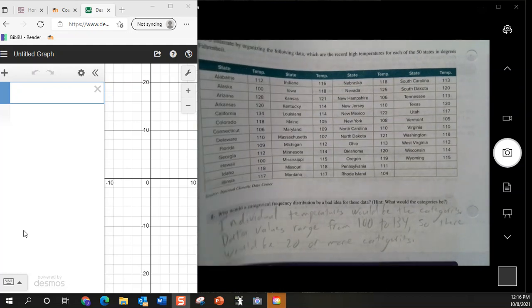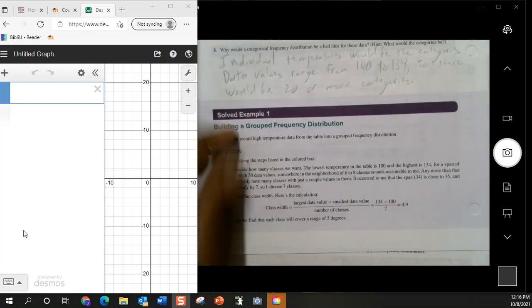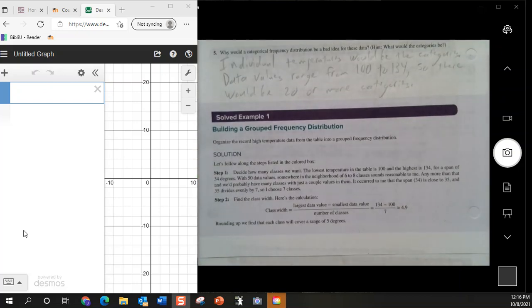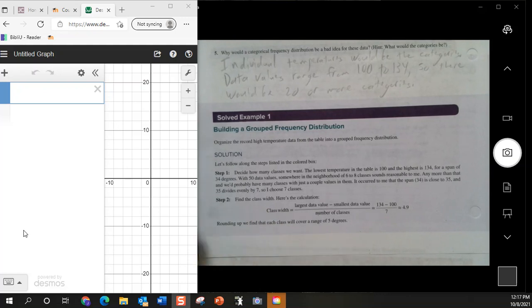Now it says building a group frequency distribution. It says organize the record high temperature data from the table into a group frequency distribution. So we go through each one of the steps. So basically, we first find the class width, the largest value, which is 134, minus the smallest value, divided by the number of classes, because we're going to try the number of classes at being 7. So 134 minus 100 is 34, divided by 7 is approximately 4.9. So rounded up, we find that each class will cover a range of 5 degrees.